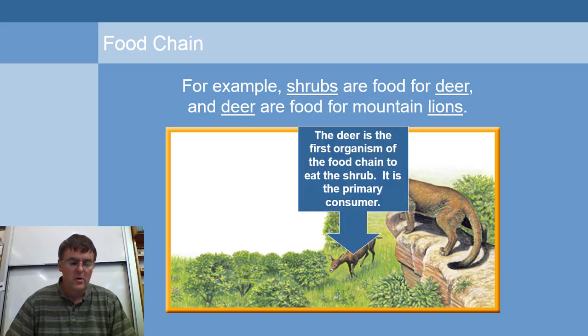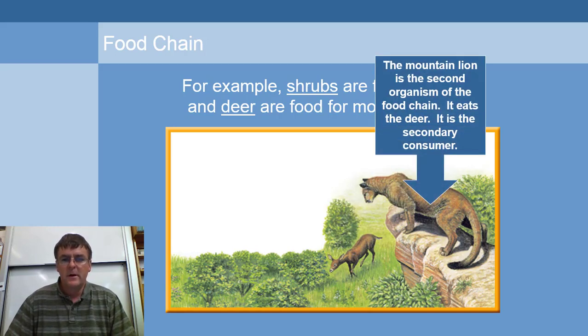The deer is the first member of the food chain to eat the shrub, so it's the primary consumer. In this case, a deer is a herbivore, although that first consumer could also be an omnivore. It would never be a carnivore. It's going to be something that eats plants. And then we've got the second one here, the mountain lion, the secondary consumer. Okay, it could also be what we call the top of the food chain if it stops there. Nothing eats the mountain lion, perhaps.